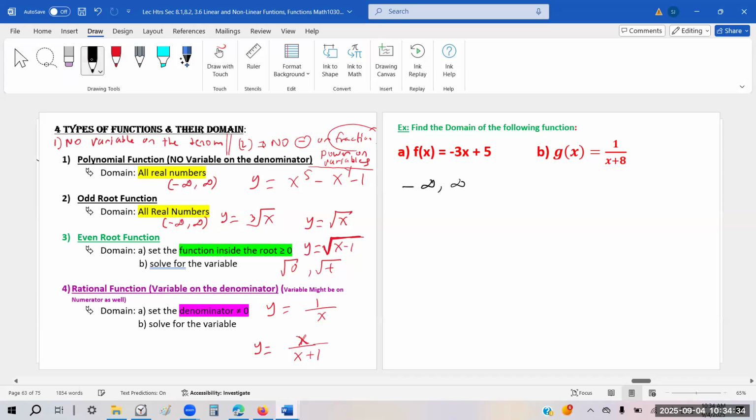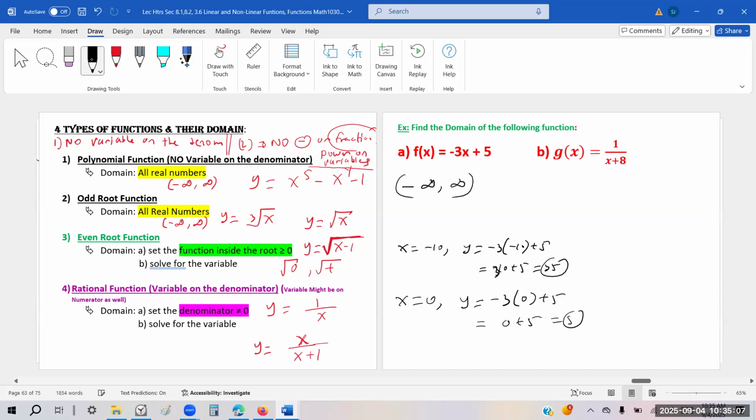It means you can substitute x with any number. For example, if your x is negative 10, your y is negative 3 times negative 10 plus 5, which is 30 plus 5, which is 35, a real number. You can substitute x with 0. Your y is negative 3 times 0 plus 5, which is 5, a real number. You can substitute your x with 20. You get y is negative 3 times 20 plus 5, so negative 60 plus 5, which is negative 55, a real number. So you can substitute x with any number here, and you get all the valid y values.